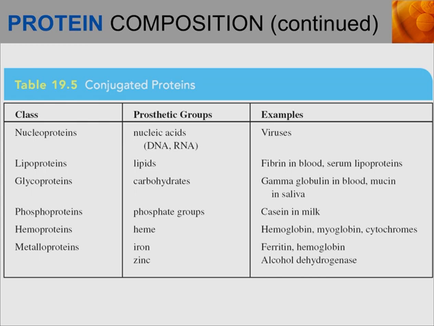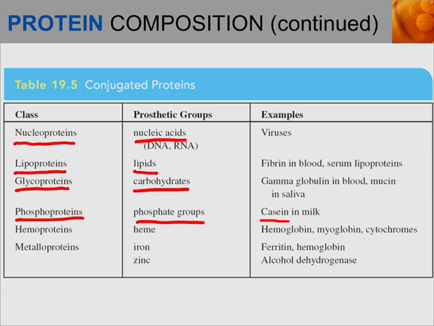So some other examples of conjugated proteins are nucleoproteins. These are nucleic acids. And this will become important when we talk about DNA and RNA. Lipoproteins, which are lipids. We've talked about lipids before. Glycoproteins, which contain carbohydrates, and we've talked about carbohydrates before. Phosphoproteins contain phosphate groups. So we mentioned casein in milk. Hemoproteins contain heme, so that's like hemoglobin, for instance. And then metalloproteins will contain a metal like iron or zinc. So these are just some more examples of proteins that contain a prosthetic group.